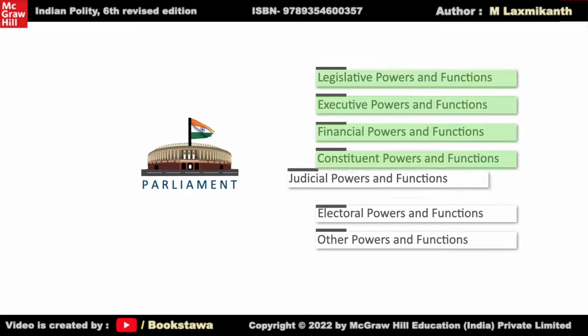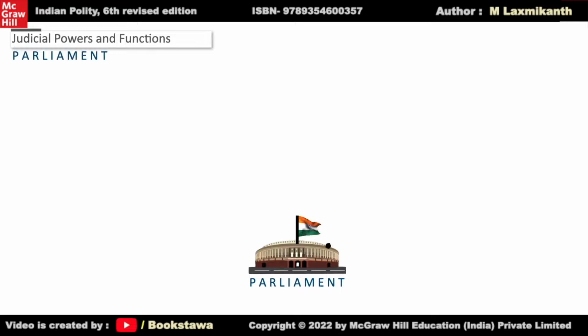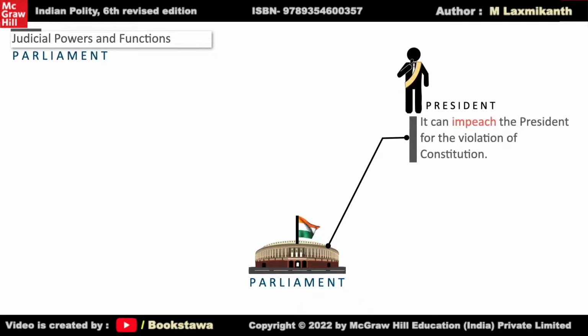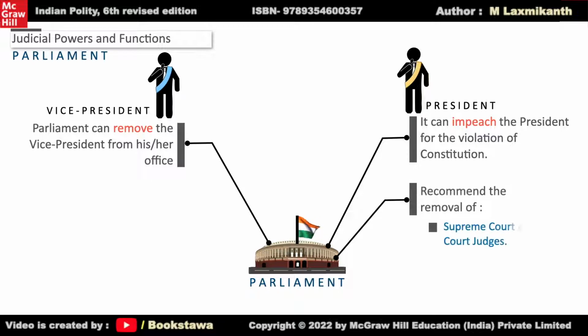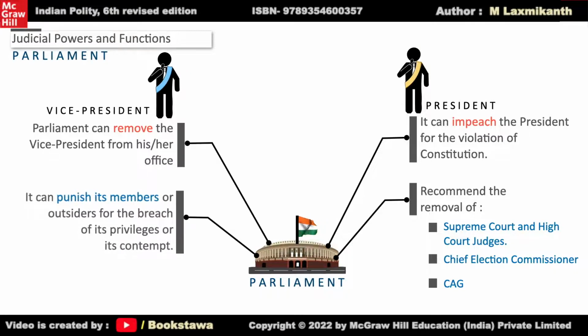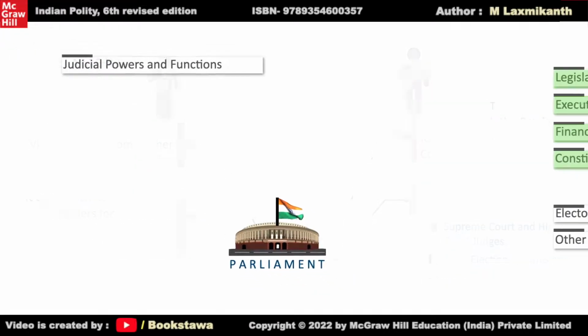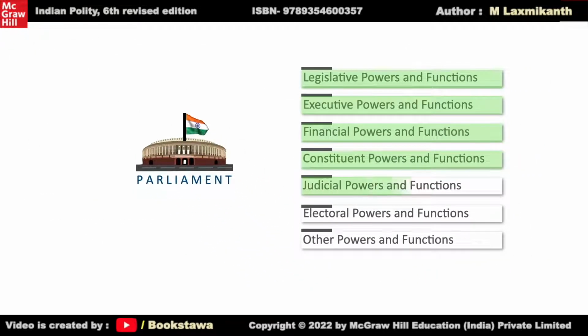Now when it comes to judicial powers and functions of Parliament, Parliament has the power to impeach the President for violation of the Constitution. It can also remove the Vice President from his or her office. Apart from this, it can recommend the removal of Supreme Court and High Court judges, including the Chief Justice of India. It can also recommend the removal of the Chief Election Commissioner and Comptroller and Auditor General to the President. Not only this, Parliament can also punish its members or outsiders for the breach of its privilege or its contempt. These were judicial powers and functions of Parliament.